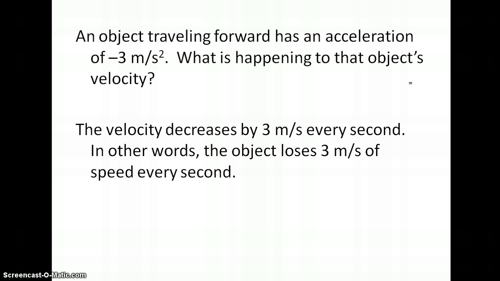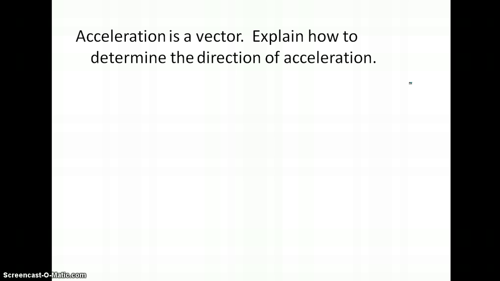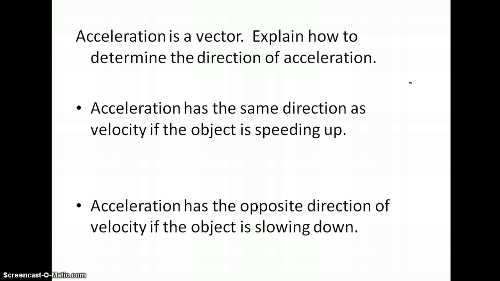Okay, now with acceleration, you have to remember acceleration is a vector. And how do we determine the direction of acceleration? Well, we have to first look at the velocity of the object. Let's say we've got an object, a little physics cart, and it's moving here to the right. So here's its velocity. If that object is speeding up, then its acceleration has to be in the same direction too.